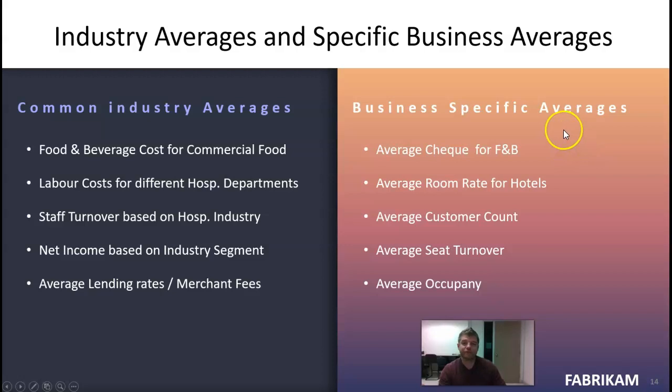So a couple averages in the industry. There's a bunch of them, and we just need to be aware of those. There are some very generic averages, but then there are also more geographically specific averages, let's say. So common industry averages, food and beverage costs. For most commercial food operations, it's anywhere from 28 to 37%. But 30 to 35 is generally what people think. Same with labor costs. Labor costs are usually in and around 30.